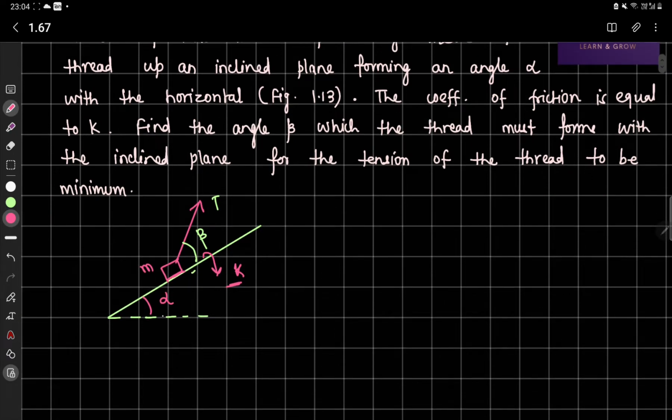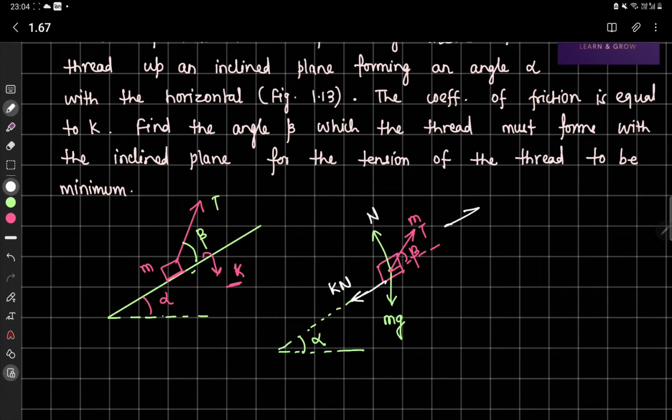For that, let us first draw the free body diagram of this mass m. We will have the gravitational force in the downward direction, that is mg, and then the normal reaction, which is perpendicular to this inclined surface, and this inclined surface makes an angle of alpha with the horizontal. We have the tension force which makes an angle of beta with the inclined plane, and the friction force in this direction, which we can write as k into N, if it is moving in this direction with acceleration a.